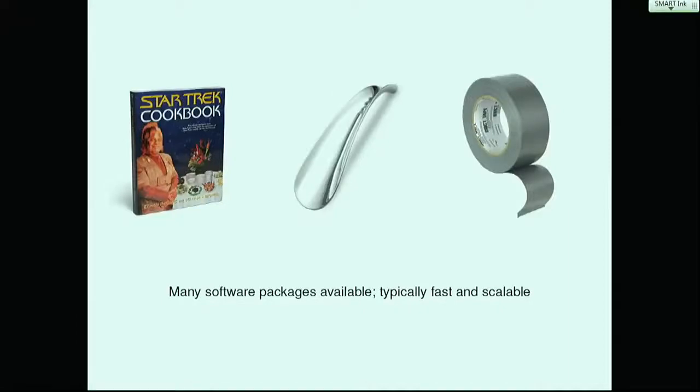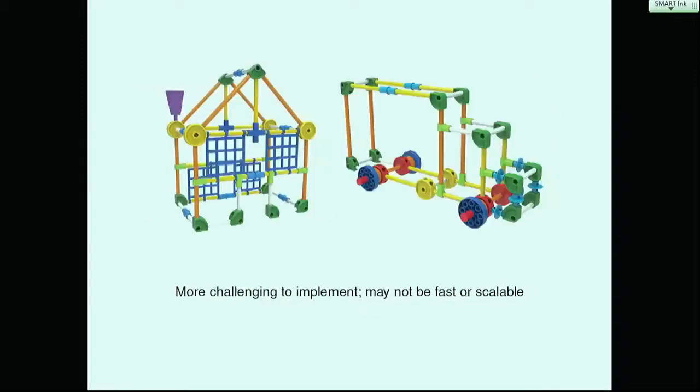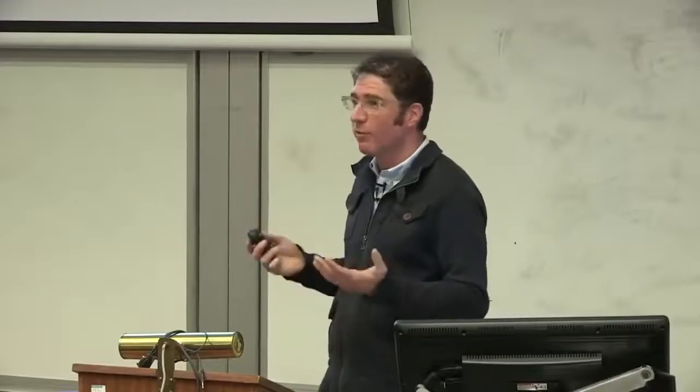All right, there's a downside. The cookbook shoehorn duct tape method is fast and scalable, and there are many packages and libraries available, and you can accomplish quite a bit with this approach to doing data analysis. Probabilistic machine learning tends to be more challenging to implement. It may not be as fast and scalable, although that's something that we in probabilistic machine learning are working on.